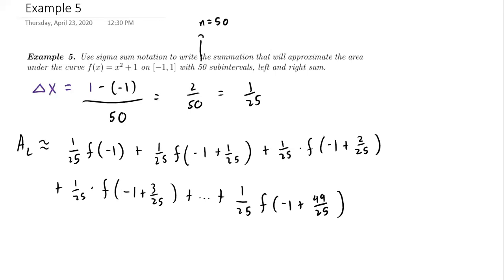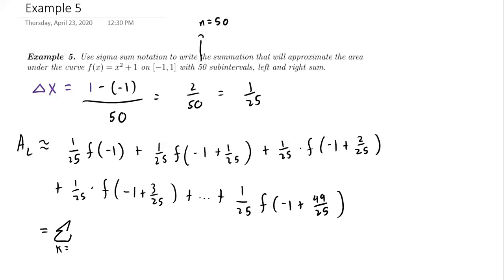Now, if we want to reduce this as a Riemann sum, right? So we don't want to write this whole thing. We just want to write it with Riemann sum notation. What do we want to do? Well, we're going to have k starting somewhere, ending somewhere, and we're going to have some expression here. What does this look like?